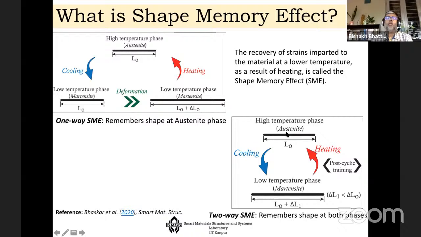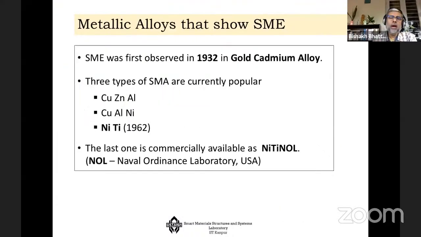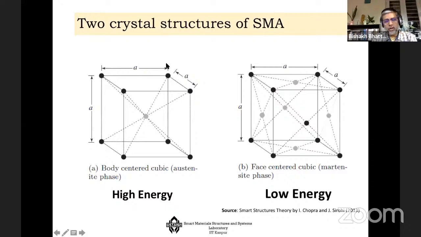So that is it, and it can be one way, it can be two way. One way, it can only remember the parent shape, and two way, it can remember both the shapes in austenite and martensite states. Now there are different materials. For example, gold cadmium alloy is one of them, copper zinc aluminum, copper aluminum nickel. And it's mostly nickel titanium that we use, and it was first discovered in the Naval Ordnance Lab of the US. So as you can see, this is the high energy state or the austenite state, where it is a BCC phase, and this is the low energy face centered cubic martensite state.